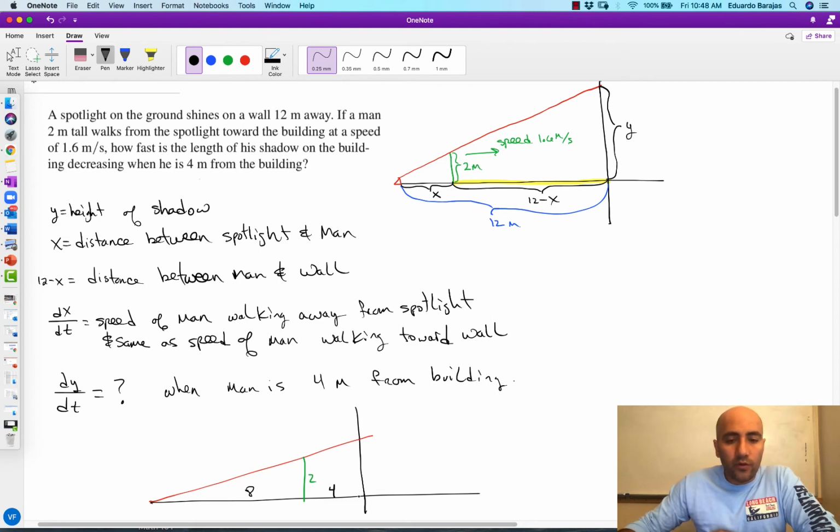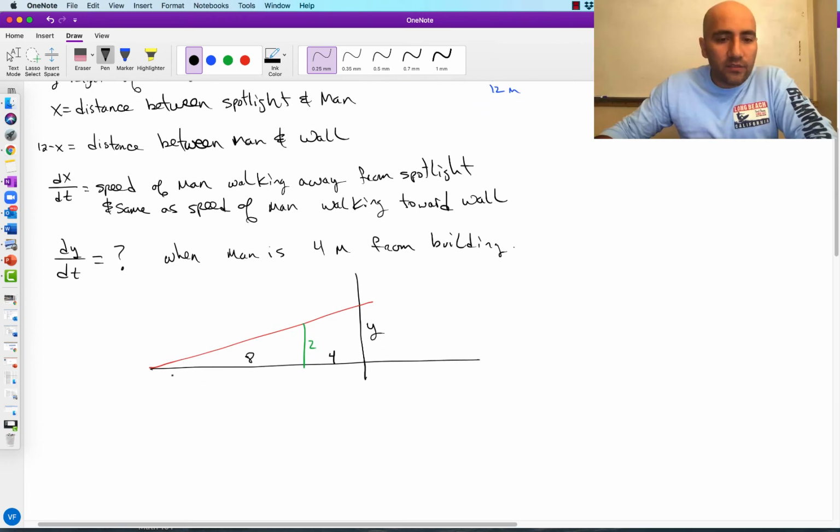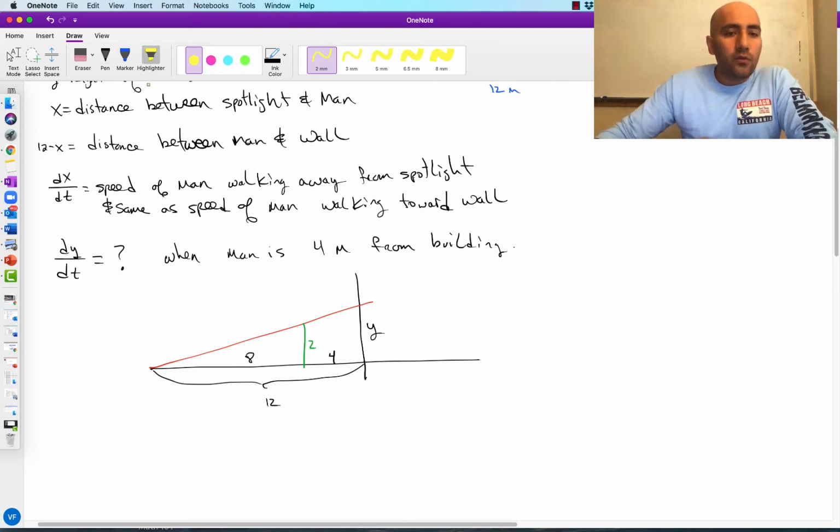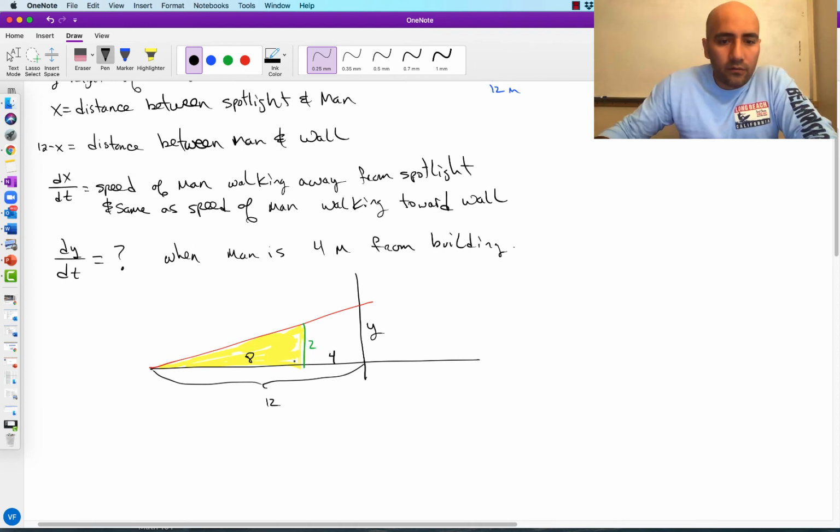And of course, we don't know this height. That would be the shadow, so the shadow would be this y. And of course, the whole thing is 12 units, so let me just highlight that. Okay, note that we could think about this as two separate triangles. There is this triangle from here to here, this little yellow one. This is a right triangle.